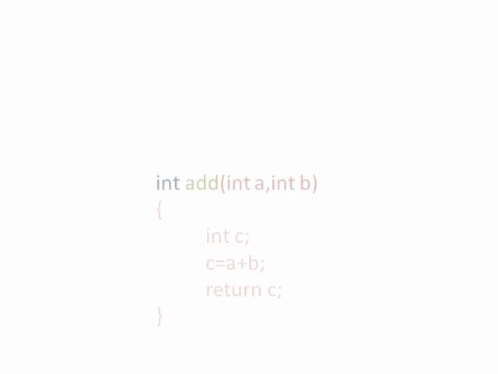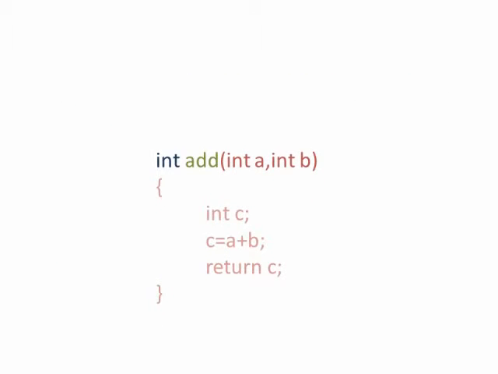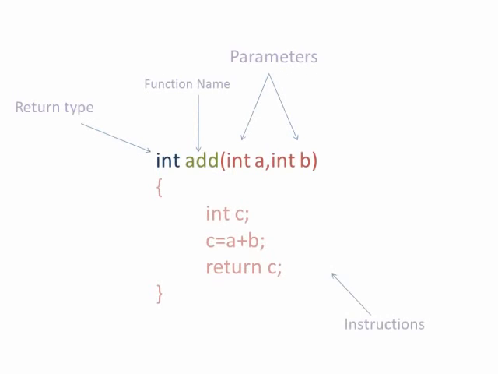I have taken an example of a function in C language. The name of the function is add. The two parameters passed are a and b, and the return type of the function is integer. And as instructions, I have taken three instructions. First is int c. I have defined a variable c, and then I have summed both the parameters into the variable c and returned the variable c.